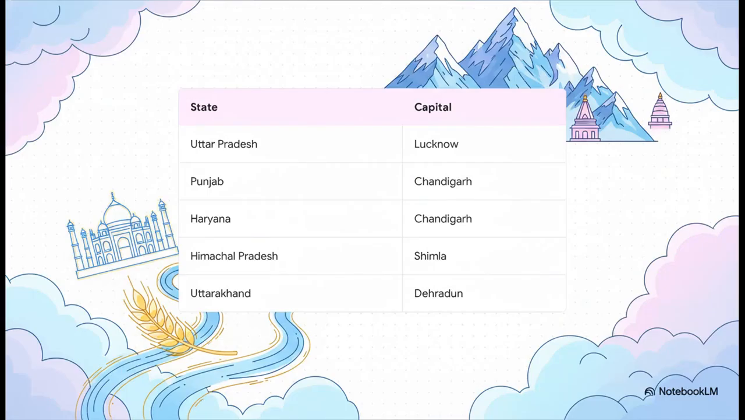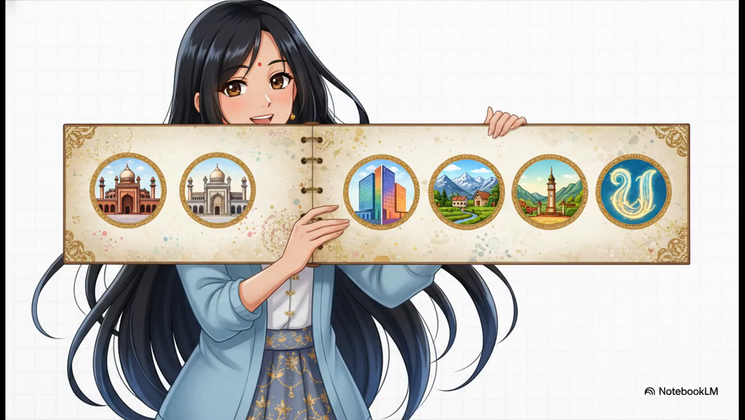Okay, first stop, Northern India. You've got Uttar Pradesh with its capital Lucknow. Then you have Punjab and Haryana, which, and this is pretty unique, share the same capital city, Chandigarh. And then up in the Himalayas, you have Himachal Pradesh with Shimla and Uttarakhand with Dehradun. Whew, that's a lot to remember, right? Well, don't worry, Anshika has a trick for us. To remember the capitals in order, just think of this little phrase. Lu, pa, ha, he, you. It's a super simple mnemonic that really helps lock those names, Lucknow, Chandigarh, Shimla, and Dehradun, right into your brain.